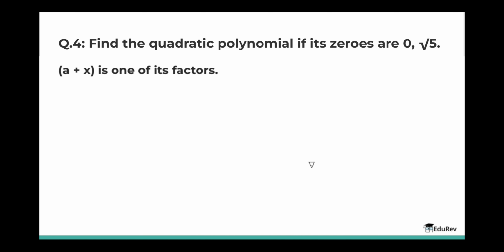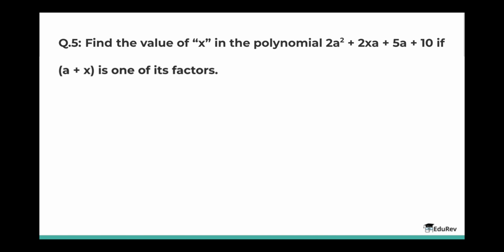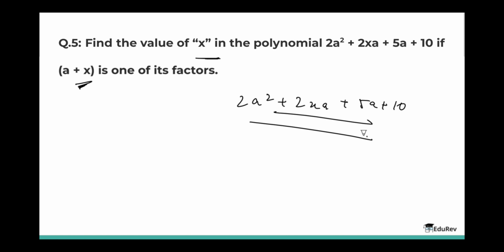This is basically the polynomial. Let's move further. Now the question states, find the value of x in the polynomial 2a square plus 2xa plus 5a plus 10 if a plus x is one of its factors. Now obviously this is the polynomial that is given, right? And a plus x is a factor of this, correct? So since a plus x is a factor, f of negative x is going to be 0. If it's a factor and equated to 0, then a is equal to minus x.